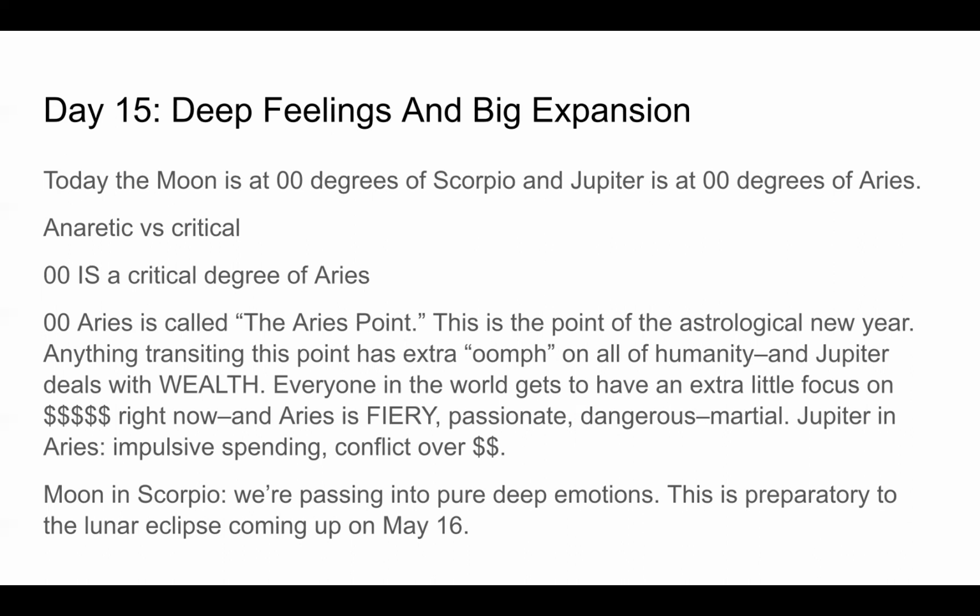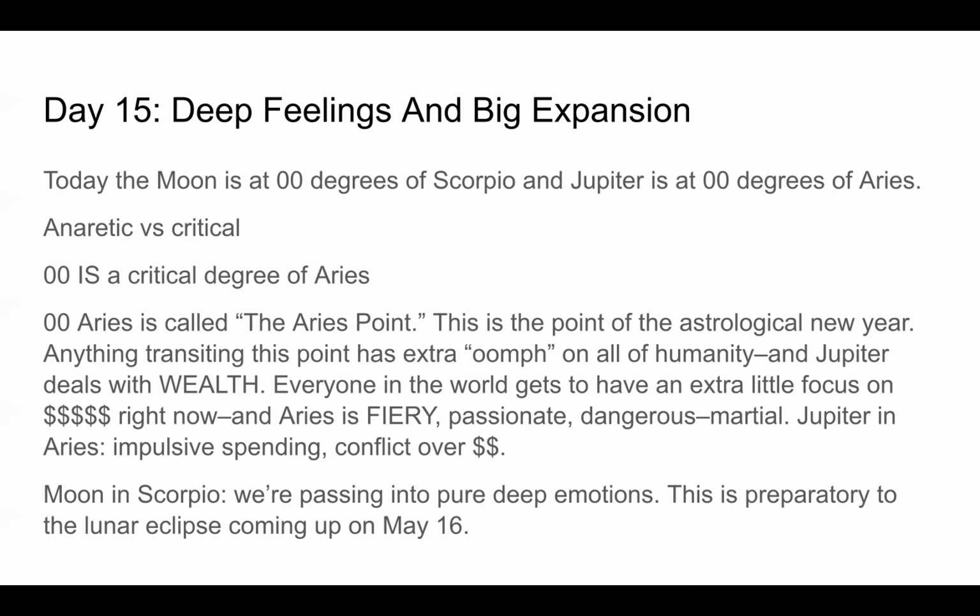So hold on. Everybody in the world gets to have a little extra focus on money right now, because Jupiter deals with wealth, and Jupiter is the one at 00 degrees of Aries. Aries is fiery, passionate, and sometimes dangerous. It is the sign that goes with war and fighting and conflict. So Jupiter in Aries, we might see some impulsive spending. We might see conflict over money and resources. And so that's something to keep an eye on.